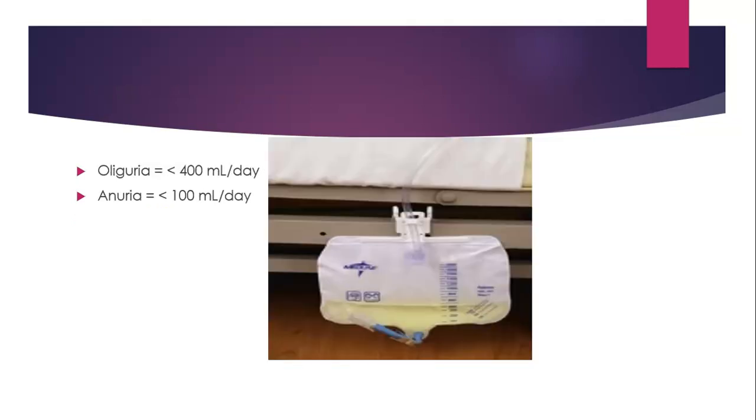To say about urine diminished, I just want you to remember oliguria is less than 400 ml per day and anuria is less than 100 ml per day. Per day, 24 hours.